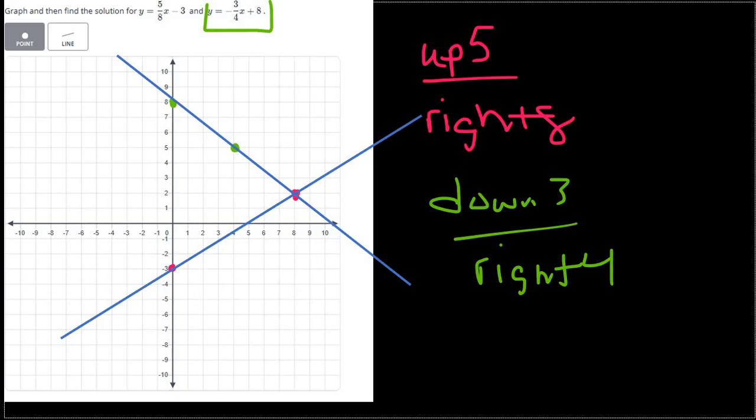And then the solution is where those lines intersect or cross over each other. And it looks like it's right there at this dark red point, and that it is. It's going to be the point 8, 2 would be our solution.